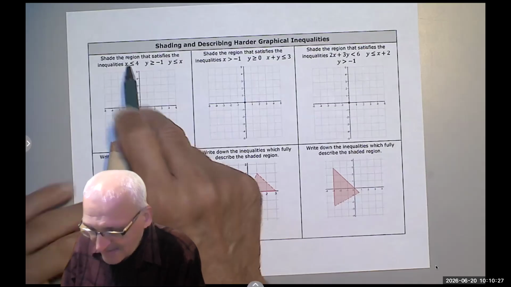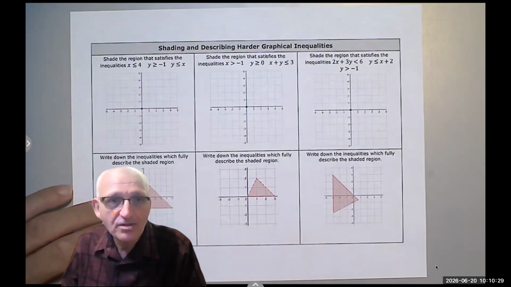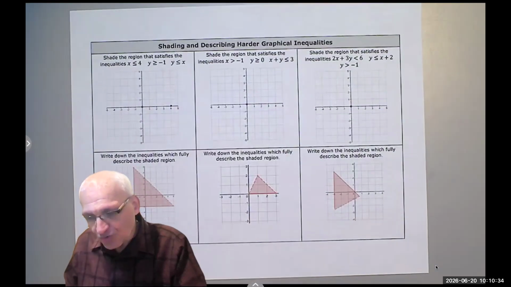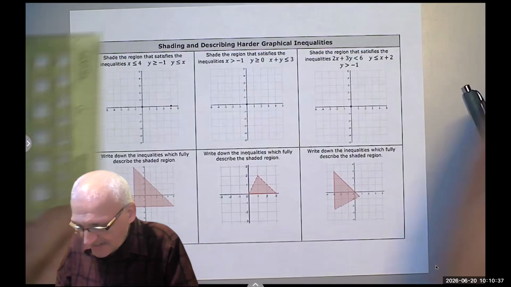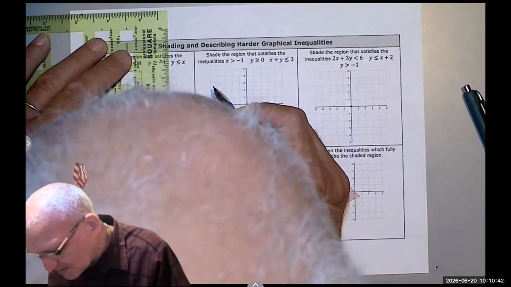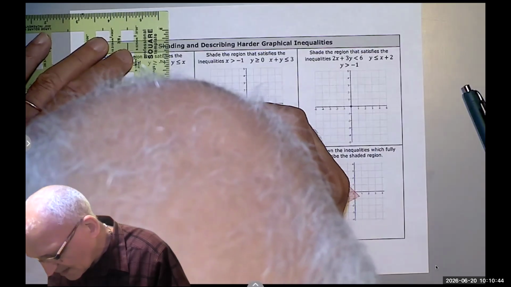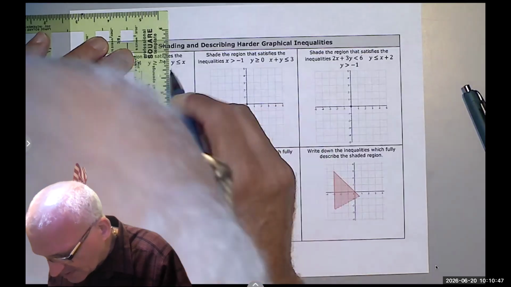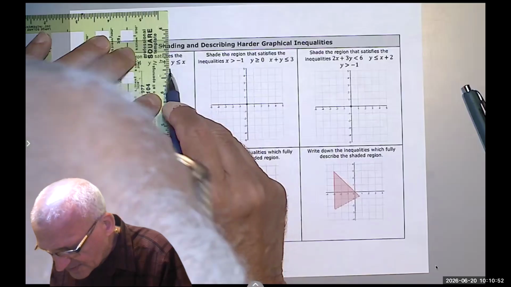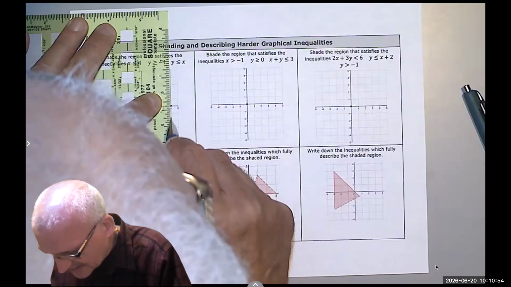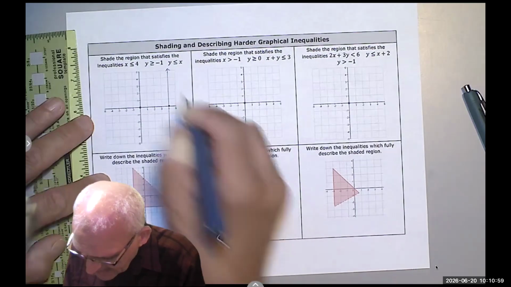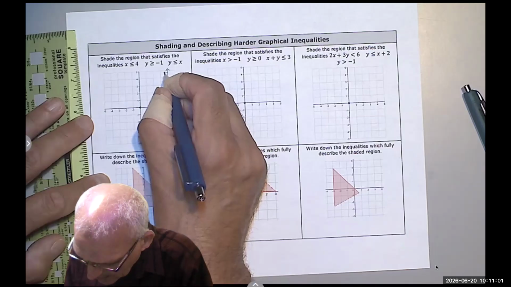So the first one says x is less than or equal to 4. So you locate x equals 4, and then you draw a vertical line, and you say the area satisfying that is to the left. Why to the left? Think. It's to the left because it says it's less than, right? Less than is to the left, but it's a solid line because it's less than or equal. So here is my line. And then I can do a very small arrow to the left.